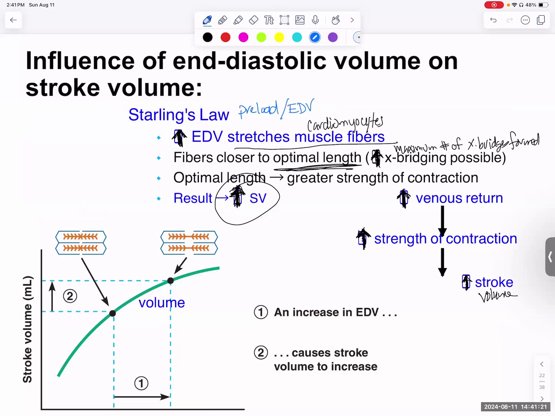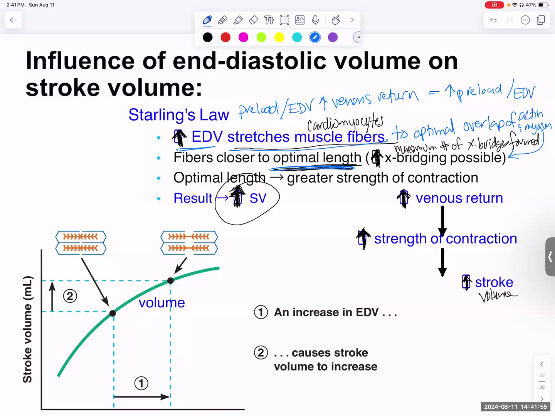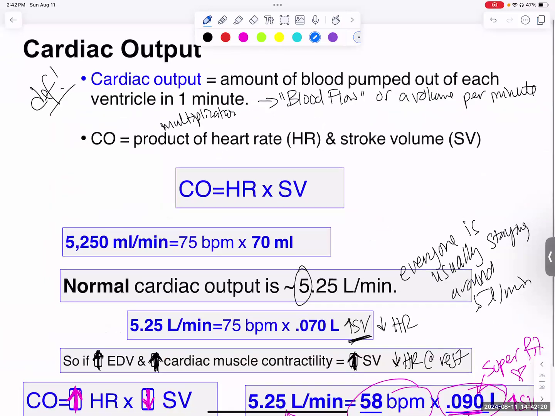end diastolic volume, the more venous return, the greater the preload or end diastolic volume. The greater the end diastolic volume, it stretches the muscle fibers to optimal overlap of actin and myosin. Optimal overlap means optimal cross-bridging formed. Optimal cross-bridging formed is going to have optimal strength of muscle contraction. So it's all about getting enough blood to fill into the ventricles to stretch the ventricular wall to optimal overlap of actin, myosin, optimal cross-bridging, optimal contraction, optimal stroke volume.